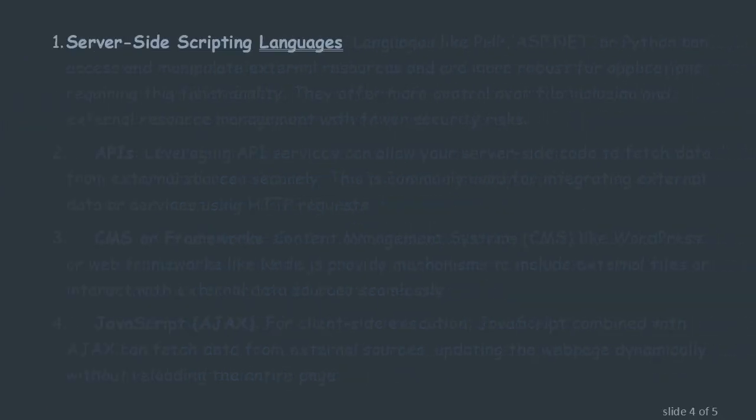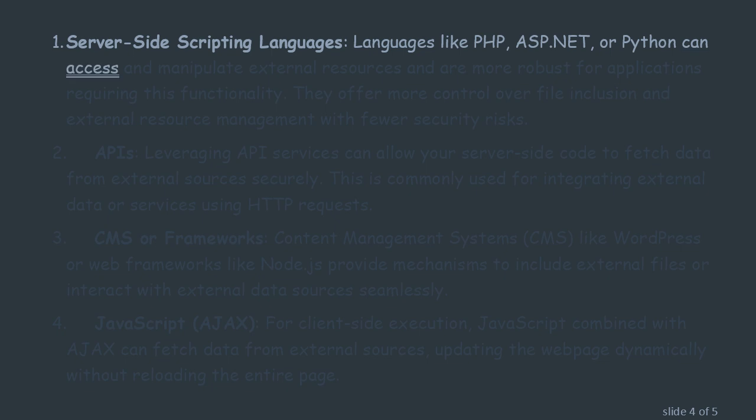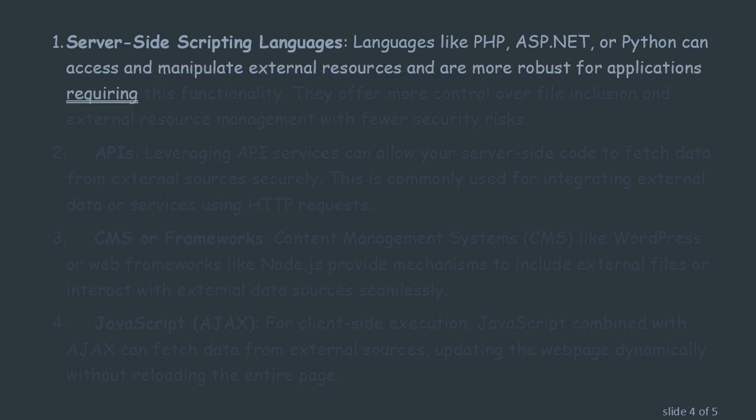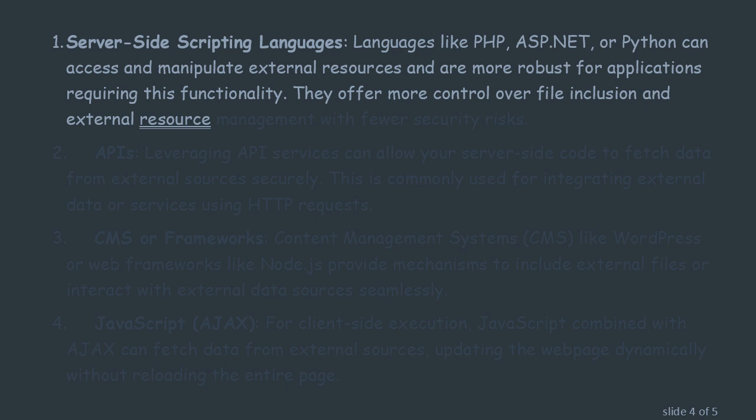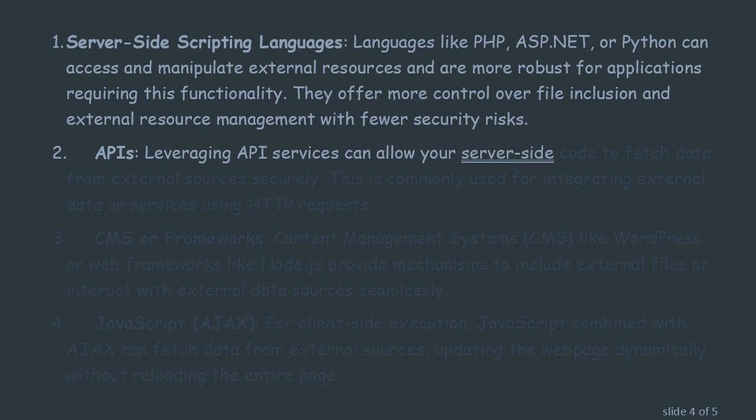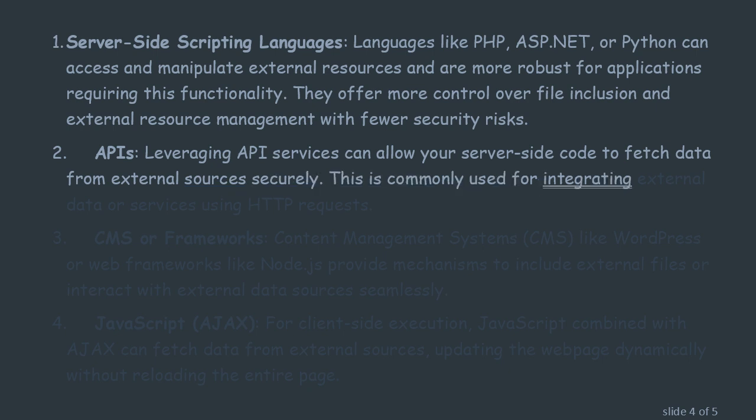Server-side scripting languages like PHP, ASP.NET, or Python can access and manipulate external resources and are more robust for applications requiring this functionality. They offer more control over file inclusion and external resource management with fewer security risks. APIs: leveraging API services can allow your server-side code to fetch data from external sources securely. This is commonly used for integrating external data or services using HTTP requests.